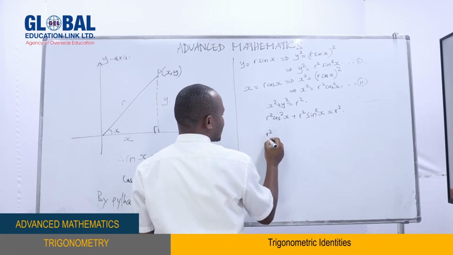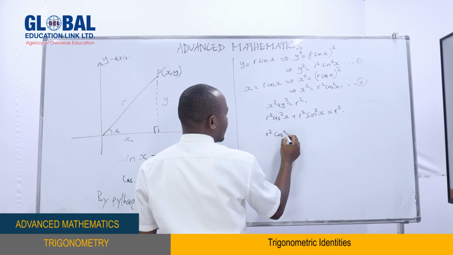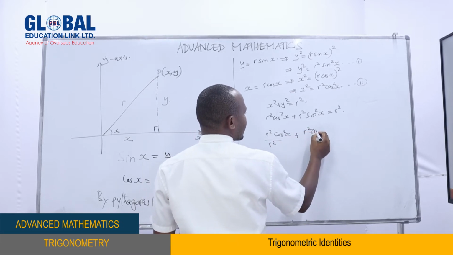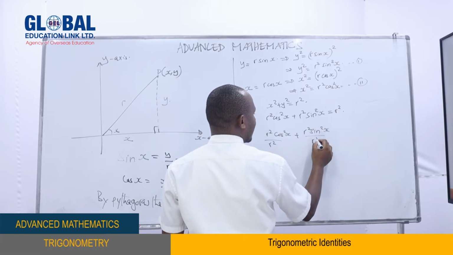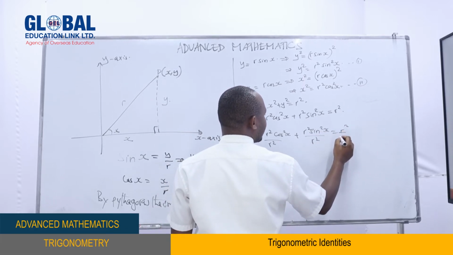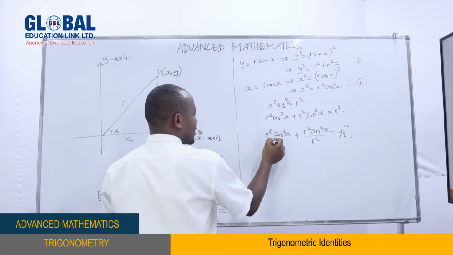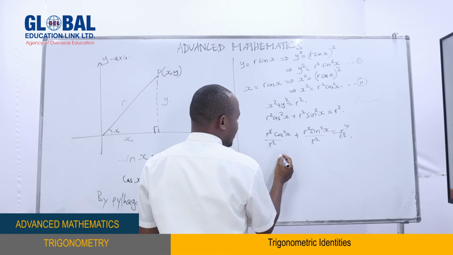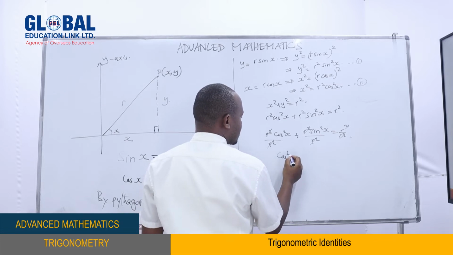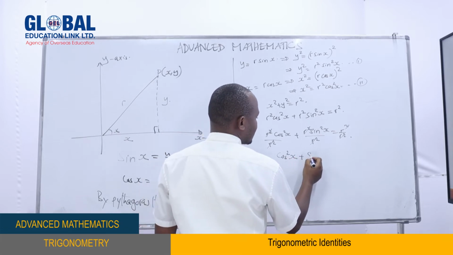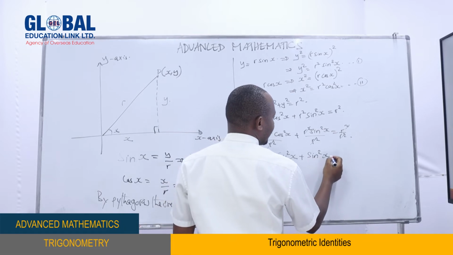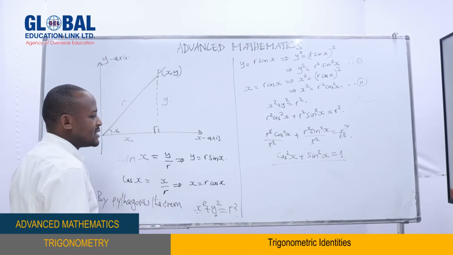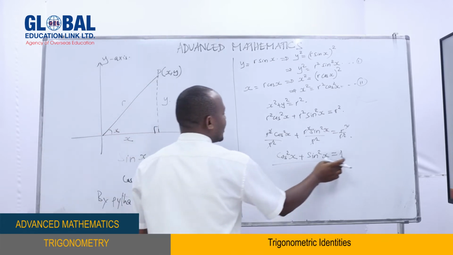That means we shall have r square cos square of x over r square, plus r square sine square of x over r square, is equal to r square divided by r square. That means r square and r square go. So we are going to be left with cos square of x plus sine square of x is equal to 1. So that is our identity, and it is called the Pythagorean identity.